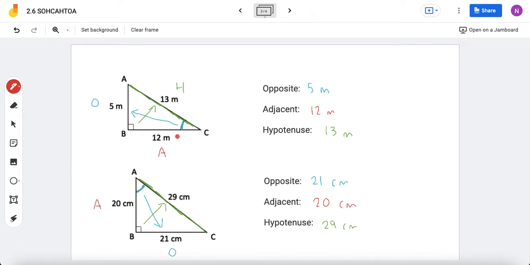So you'll notice, looking at these two triangles, the opposite and adjacent sides aren't in the same place. So like I said before, the opposite and adjacent side depends on where your angle is. Right? The hypotenuse will always stay the same. But the opposite and adjacent sides depend on where your angle is in the triangle. What angle you are considering.